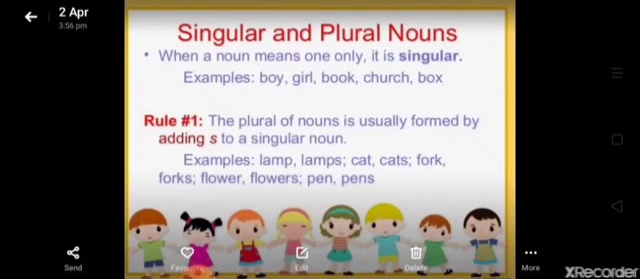Always remember, whenever we are going to make any singular thing plural, according to rule number 1, the plural of a noun is usually formed by adding s to a singular noun.